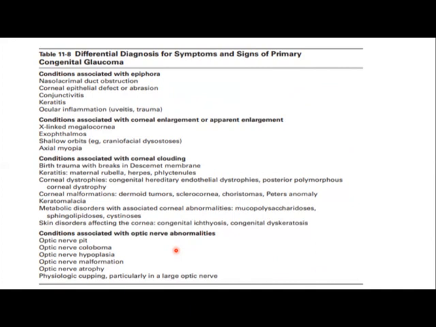Haab striae are breaks in Descemet's membrane. What are the characteristics of Haab striae? When do you call it Haab striae, and when do you call it birth trauma tears? Sir, birth trauma tears can be in any shape, but Haab striae will be horizontal. Birth trauma in any direction, any type, but Haab striae are horizontal breaks.